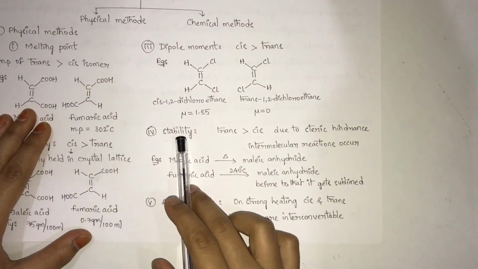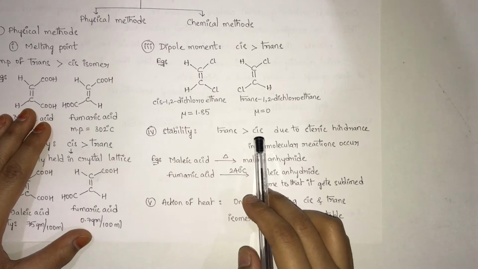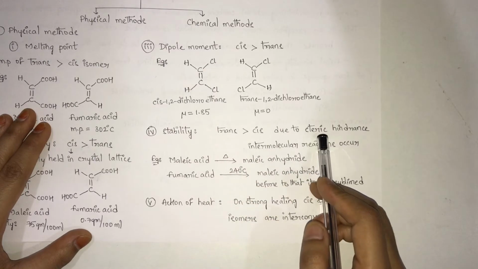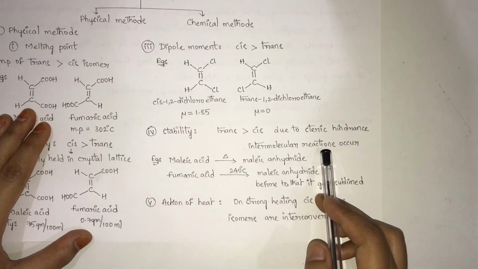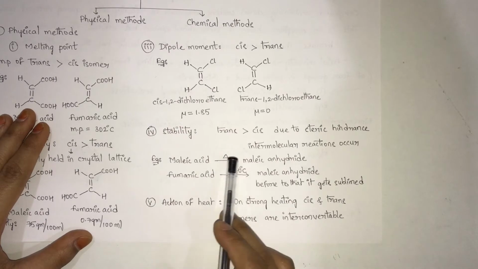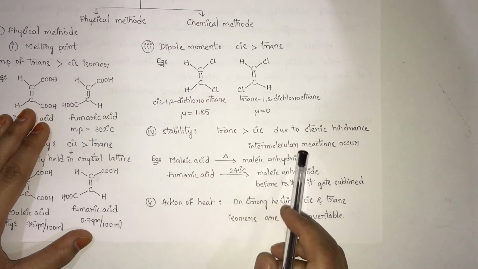Fourth one, stability. The stability of trans isomer is greater than that of cis isomer, because in the cis isomer, due to steric hindrance, intramolecular reactions will occur. For example, if you take maleic acid, which is a cis isomer, on heating it will result in maleic anhydride. If it were stable, we wouldn't get this compound.